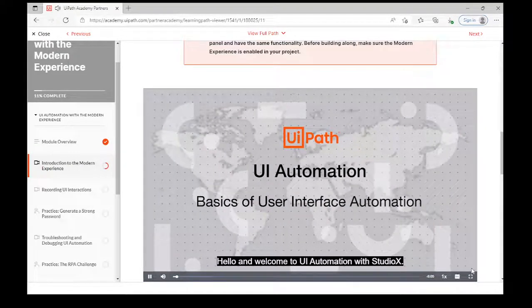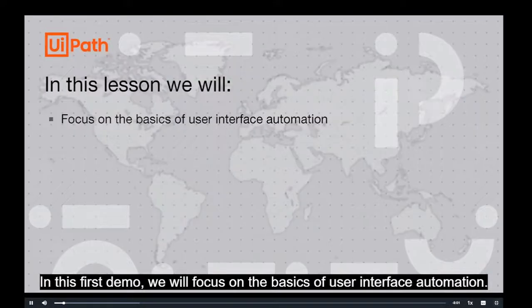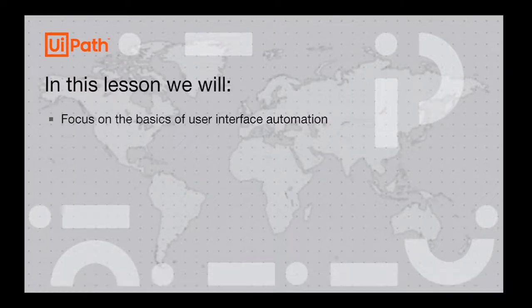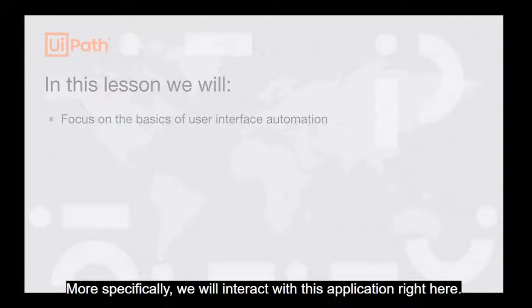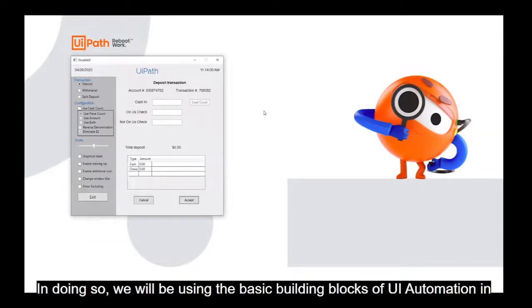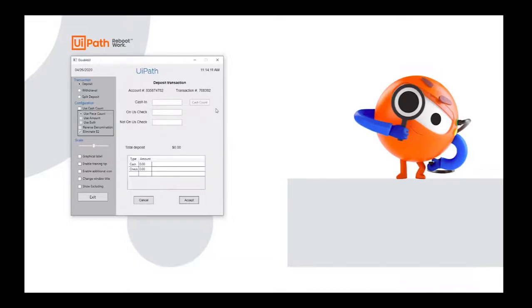Hello and welcome to UI Automation with Studio X. In this first demo, we'll focus on the basics of user interface automation. More specifically, we'll interact with this application right here. In doing so, we'll be using the basic building blocks of UI automation in Studio X, the Use Application resource, and the Type Into and Get Text actions.